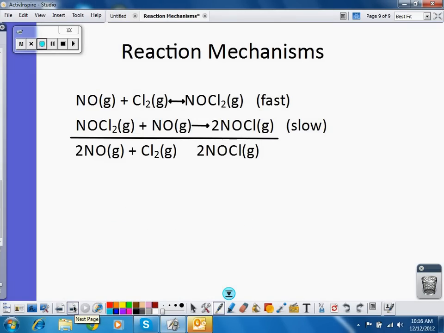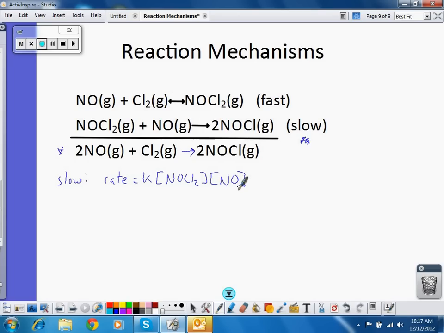Okay. Now, if I'm looking at this mechanism, here is my overall reaction. Oh, and there's an arrow missing. There should be an arrow right there. Here's my overall reaction. If I write the rate law for the slow step of this reaction, I'm going to write it down here. For the slow step, rate equals k times the concentration of NOCl2 times the concentration of NO.